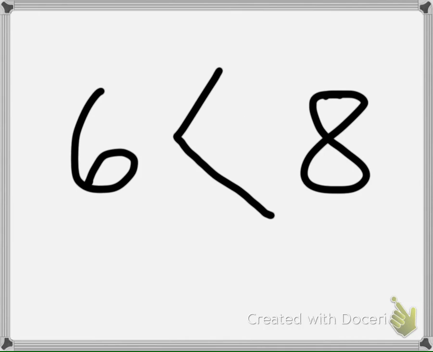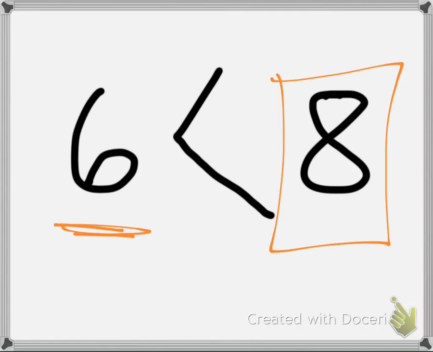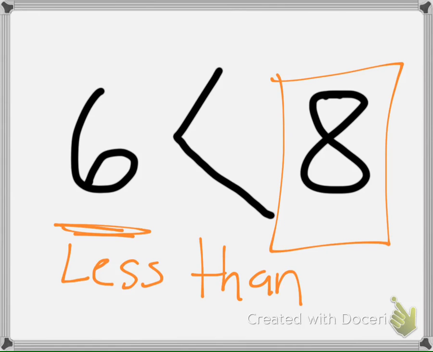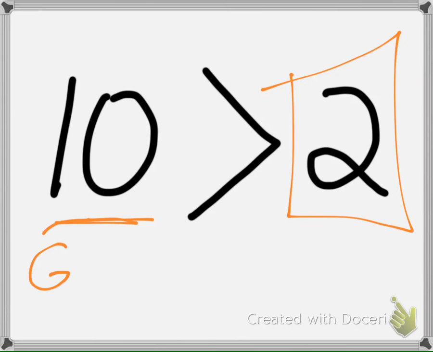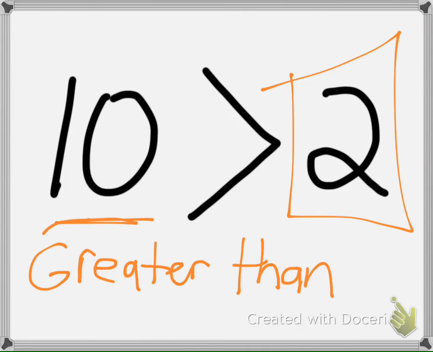Now, if I look at it right here, that's called the less than sign. The reason why it's called the less than sign is because this number right here is less than this number right here. So that's called a less than sign. This one is called a greater than sign because this number right here is greater than this number over here. So this is called a greater than sign. Greater than sign. Okay?